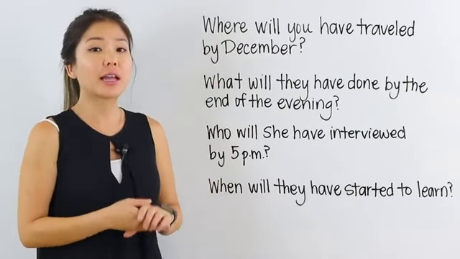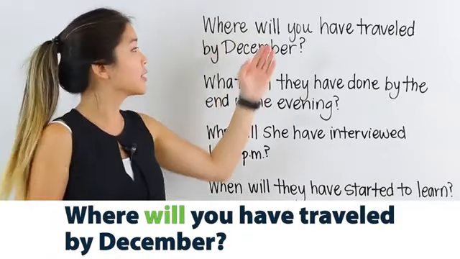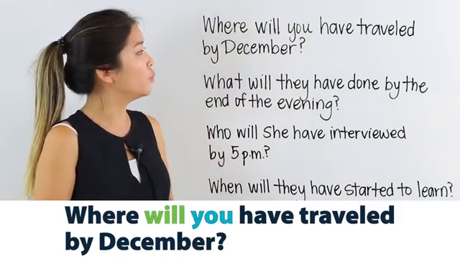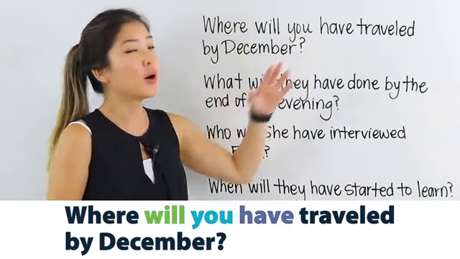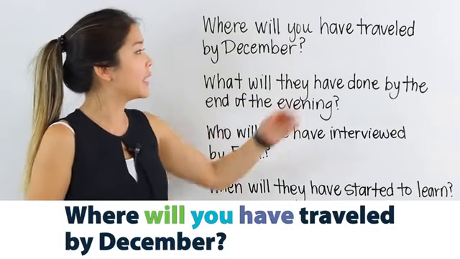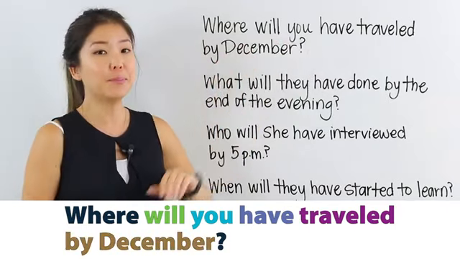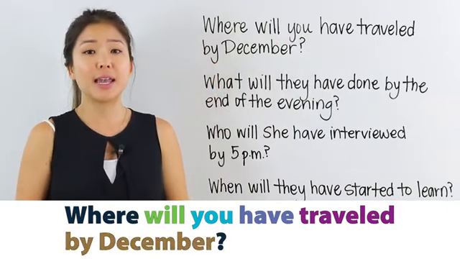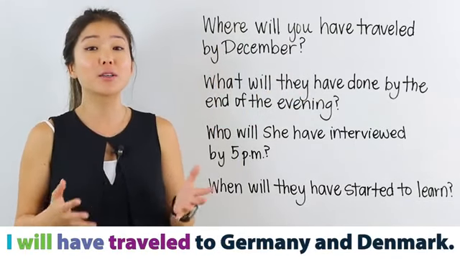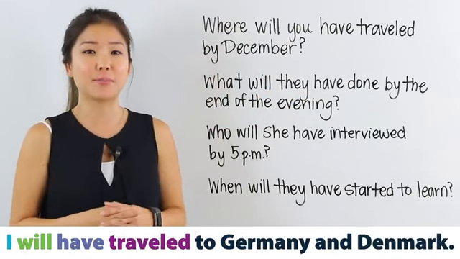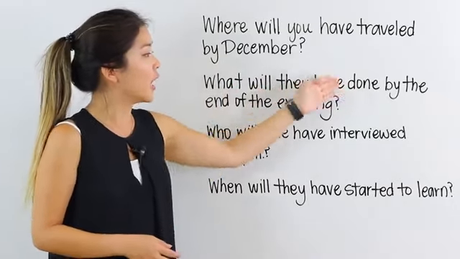So, let's take a look at the first question. Where will? Then you add the subject, in this case, you. And then have, and after that, the past participle of the verb. In this case, it's traveled. Where will you have traveled by December? I can answer by saying I will have traveled to Germany and Denmark. There are many possible answers here, and this is just an example. The next question says, what will they have done?